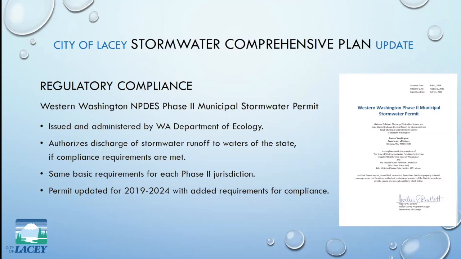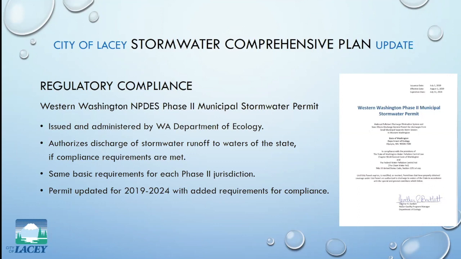Okay, regulatory compliance is a big driver, as I mentioned earlier. It's dominated by the Western Washington NPDES Phase 2 Municipal Stormwater Permit. NPDES being the National Pollutant Discharge Elimination System. So this is part of the Federal Clean Water Act as it's applied here in Washington. So these permits are issued and administered by the Washington Department of Ecology, and it authorizes the city to discharge stormwater runoff to waters of the state, which includes groundwater. But we have to meet all their compliance requirements.